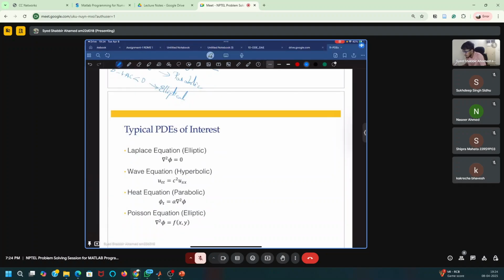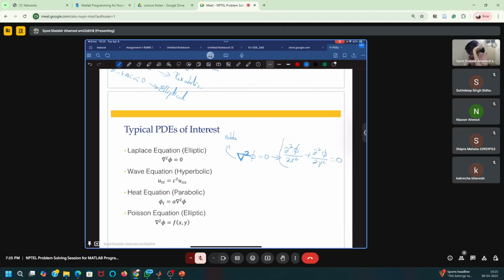So this is the Laplace equation. This symbol, a kind of inverse delta, is called nabla. Nabla square phi is equal to zero. This is nothing but dou square phi by dou x square plus dou square phi by dou y square is equal to zero.